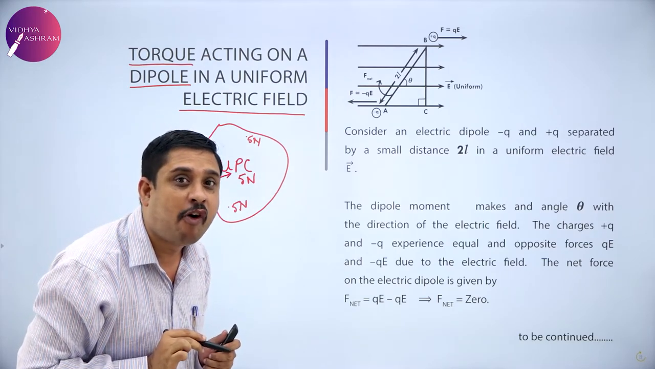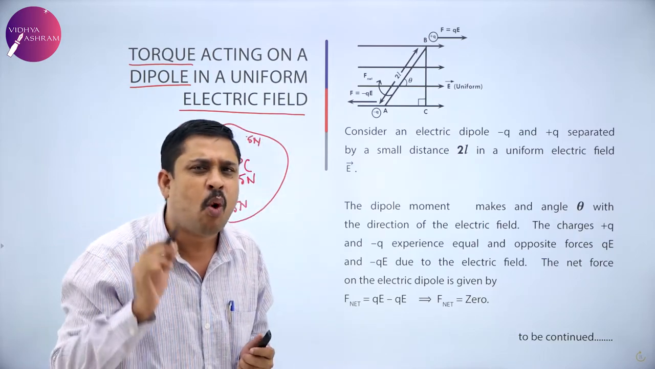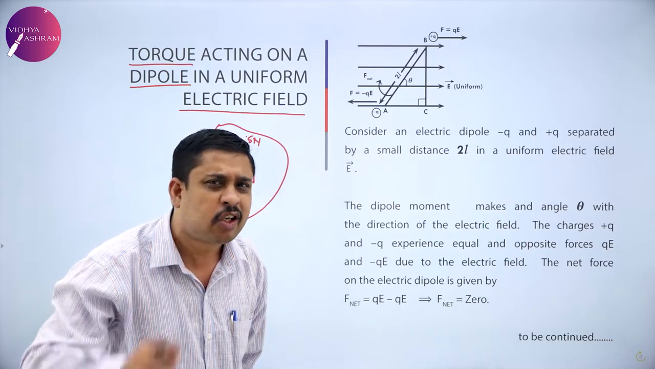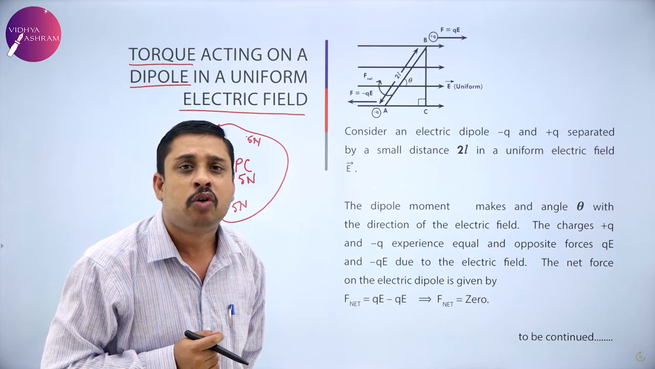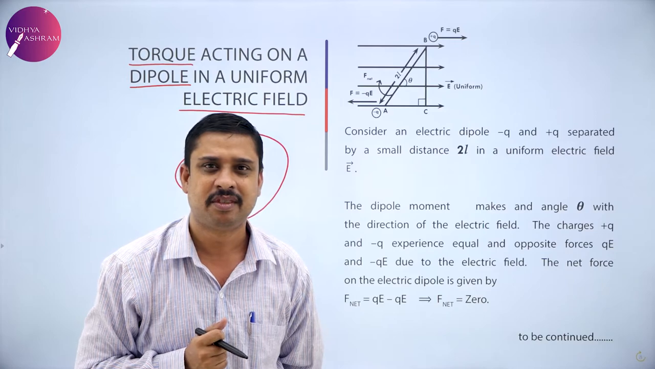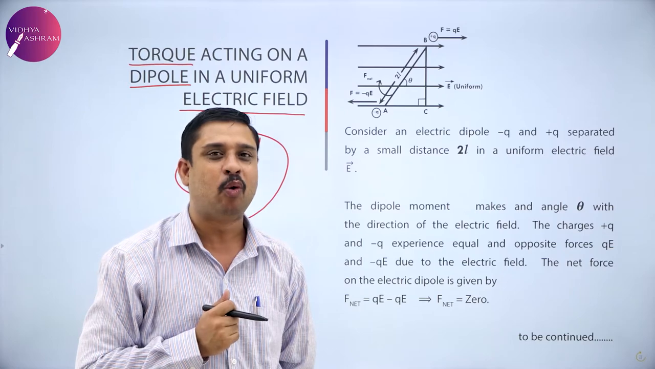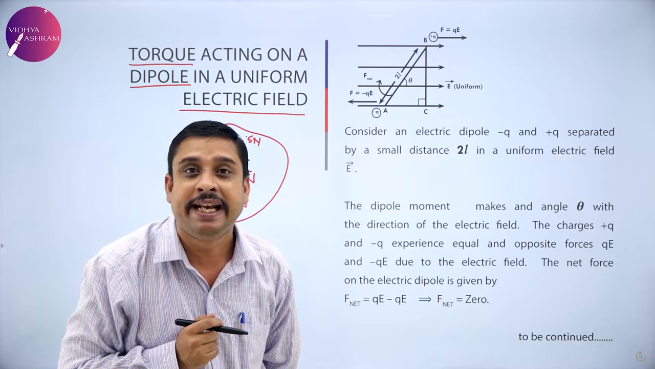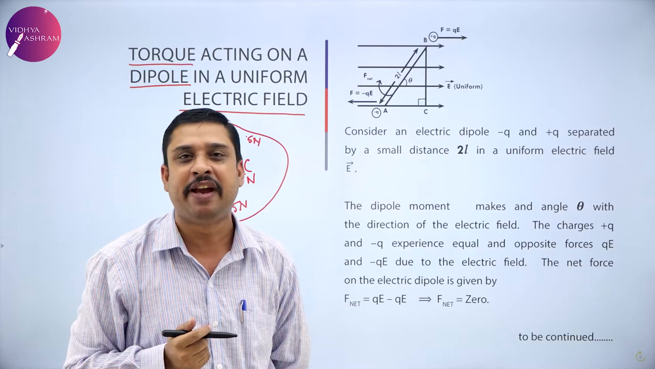Now, in today's session here, I am calculating torque acting on an electric dipole which is placed in a uniform electric field. Now, the moment I say torque, what is the picture you get? How do you analyze the torque? Basically, the word torque refers to some type of rotation. And here, therefore, we are talking about the rotation of the dipole in the electric field. Fine.